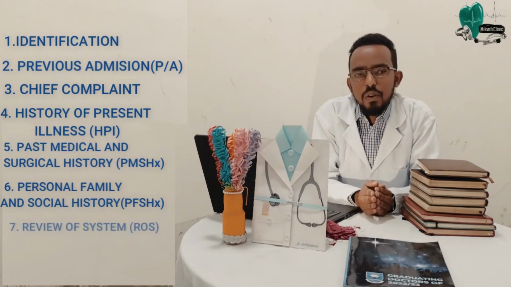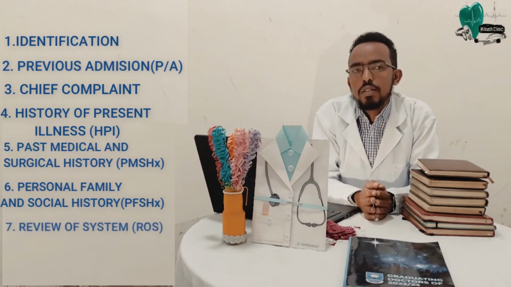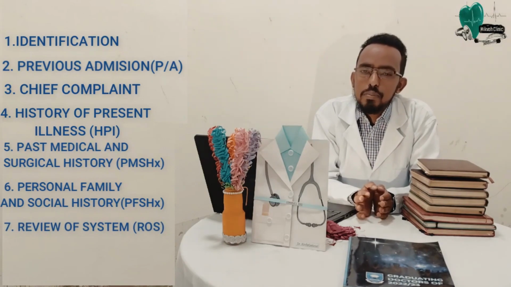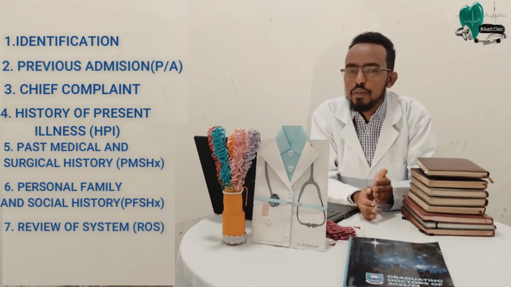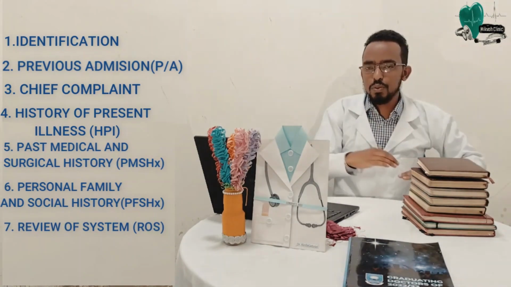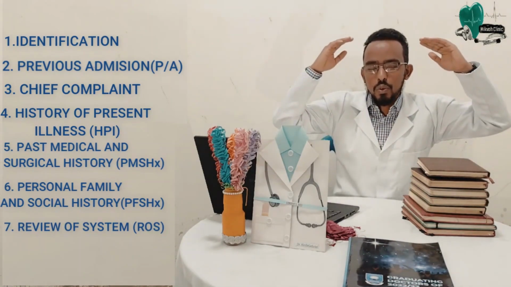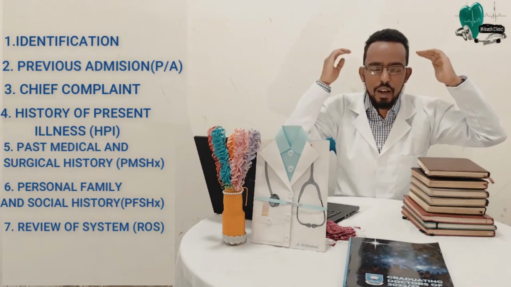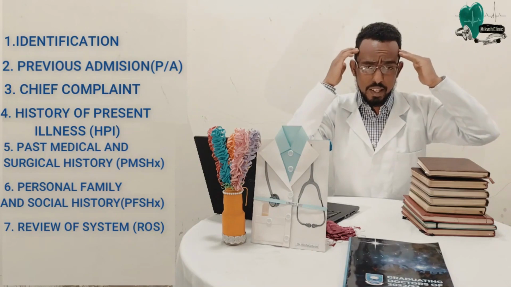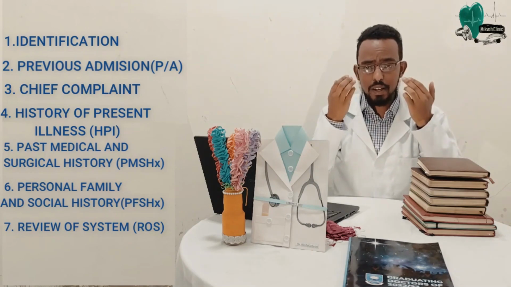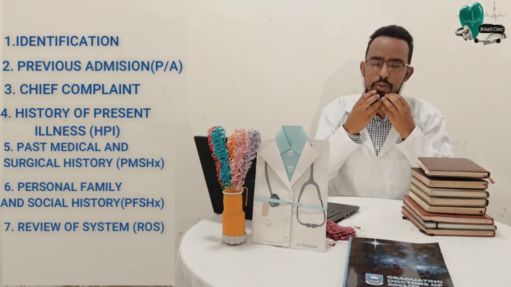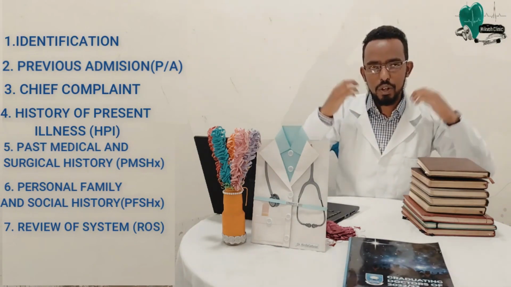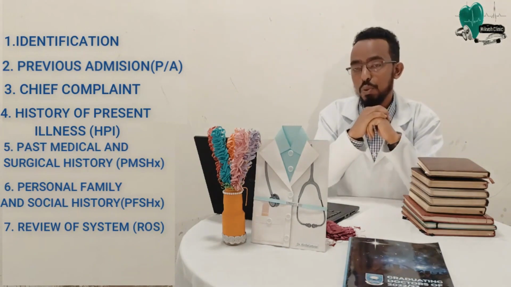And at the end of our history, we need to assess a review of systems. Review of systems is reviewing if the patient has any complaint starting from head to toe. So we will go down starting from the head. If the patient has any complaint in his head, his eyes, nose and throat, his ears, neck, we will go down to the tip of his toe.